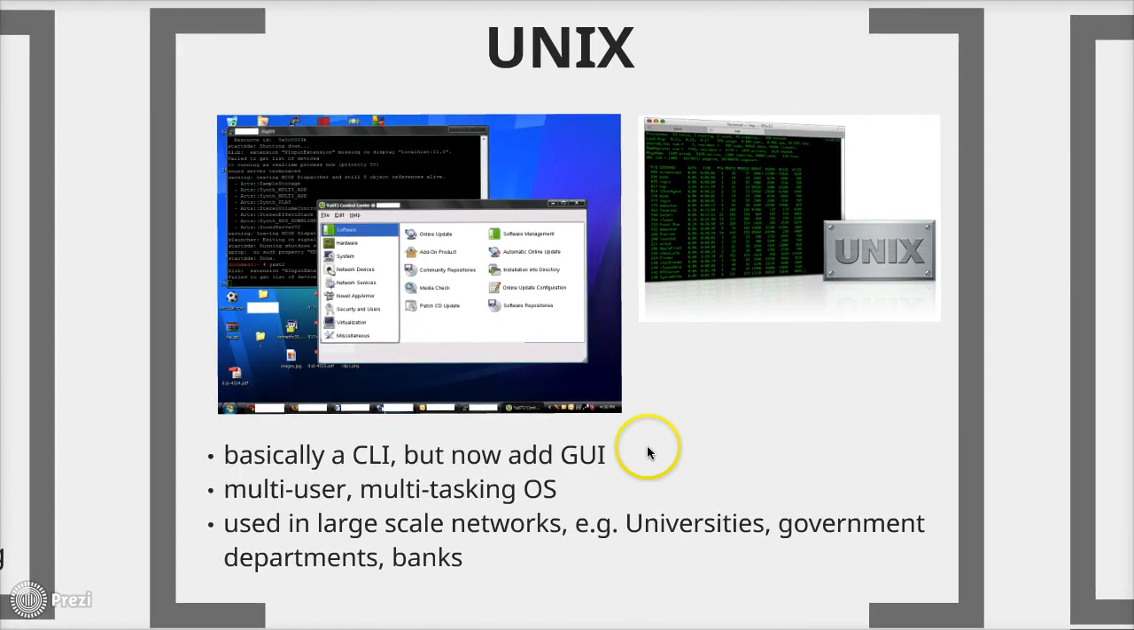And next we have the Unix operating system. So this is the command line interface of the Unix, and now it has just added some graphical user interface to the operating system. So it supports multi-user, and it is also a multitasking OS. And it is used in a large-scale network, such as in the universities, government departments, or in banks. So usually we don't have a Unix computer at home, because it is used in very large-scale networks.